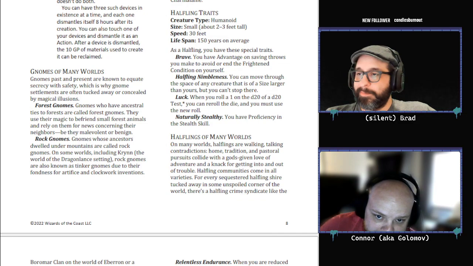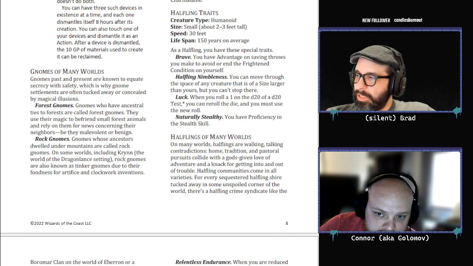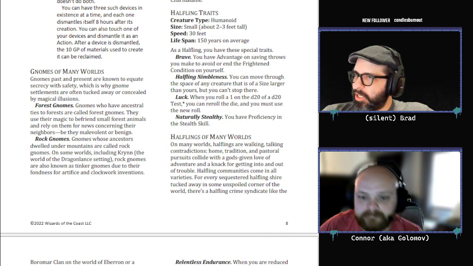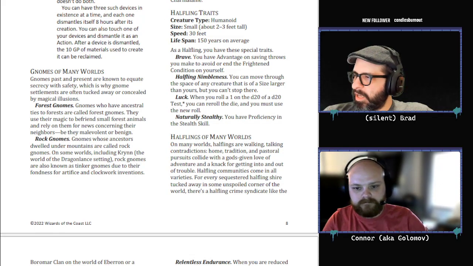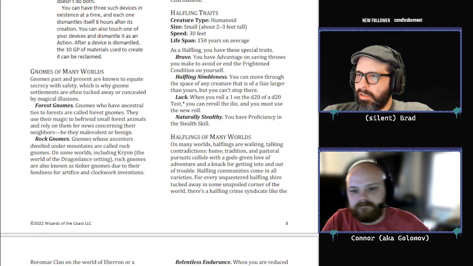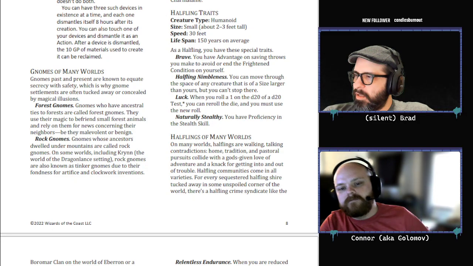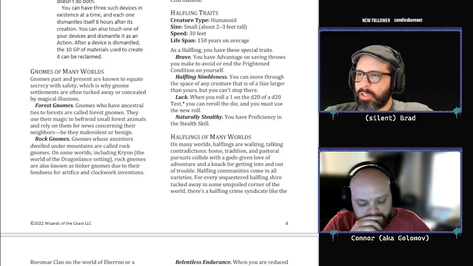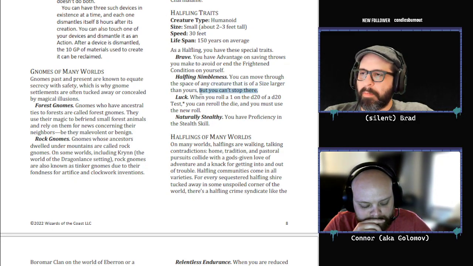Halfling Nimbleness is not changing. Again, I think it's just making it more specific. You can't stop there, I think, is the only part that's added.